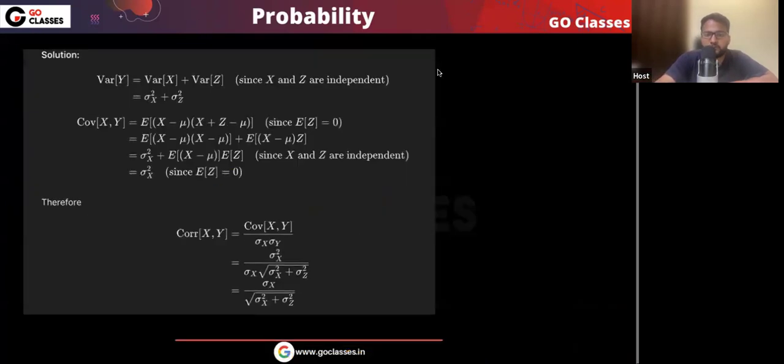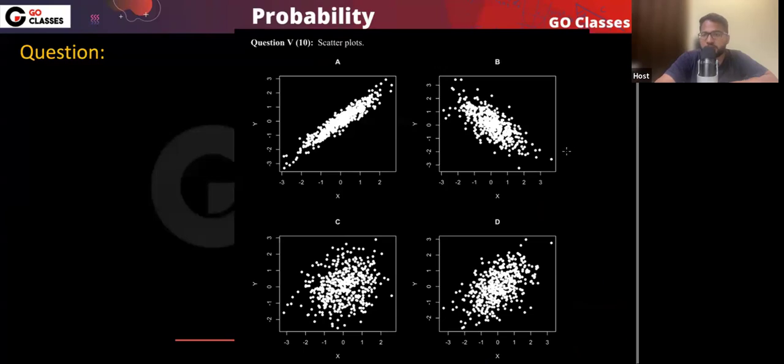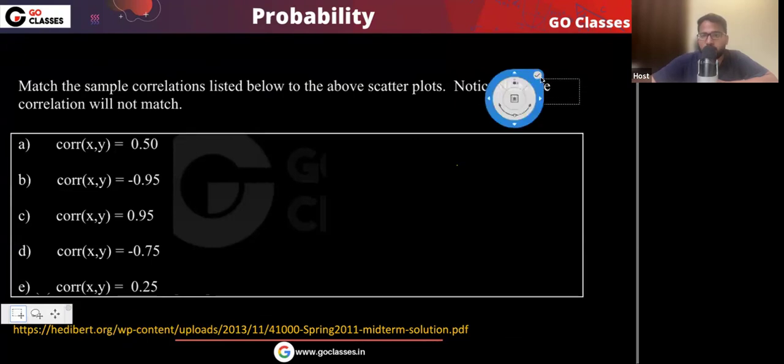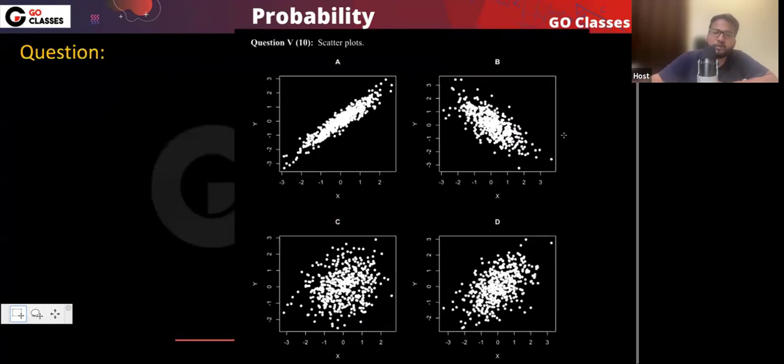Now let's see this. Suppose these are the scatter plots that are given. What are they saying? They are saying match the correlation listed below to the above scatter plot. Notice that one correlation will not match. Basically, they are asking which graph has the correlation of 0.5? Can you tell me which graph has the correlation 0.5? Visually, what do you think?